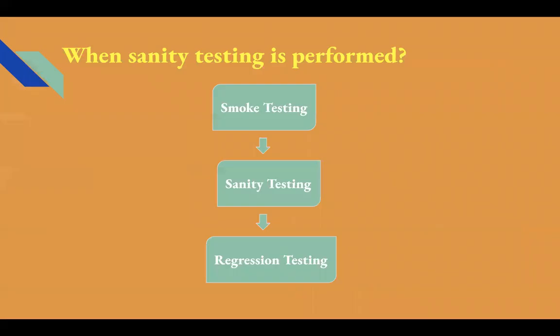Sanity testing is performed after smoke testing. In smoke testing, we confirmed that the build is stable and can proceed for further testing. Sanity tests are always executed on stable builds. Sanity testing is a subset of regression testing, so it is performed before the complete regression test execution, or we can say it is a part of regression testing.